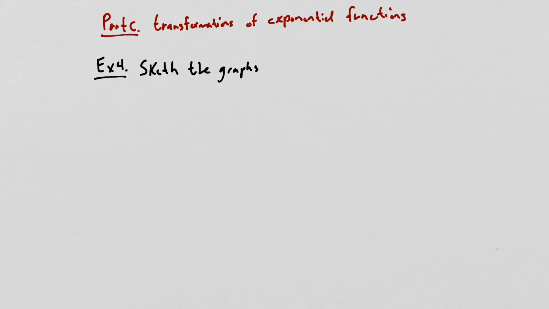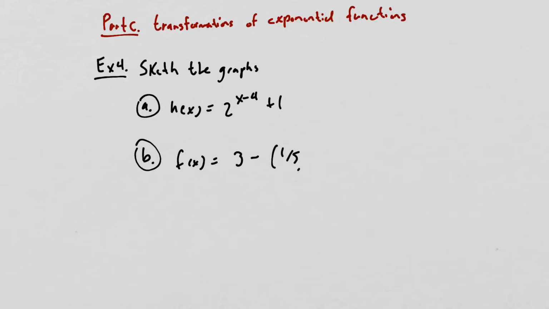In part A, we'll be looking at h of x is equal to 2 raised to the x minus 4 plus 1. In part B, we'll be looking at f of x is equal to 3 minus 1/5 raised to the x. And in part C, we'll be looking at nothing. There's no part C. Let me go ahead and start part A on a new page.